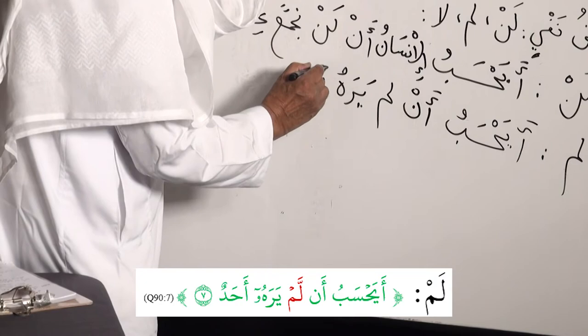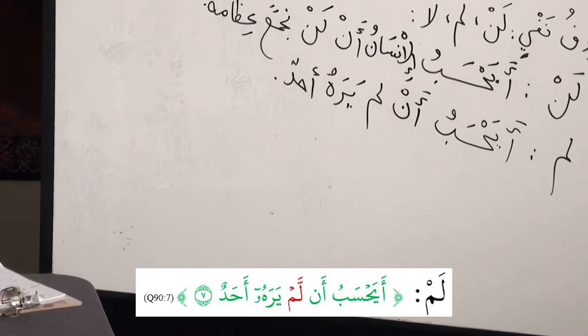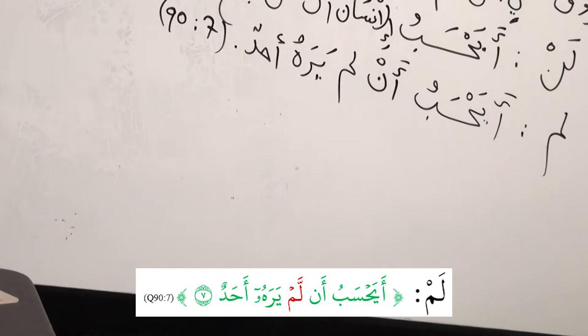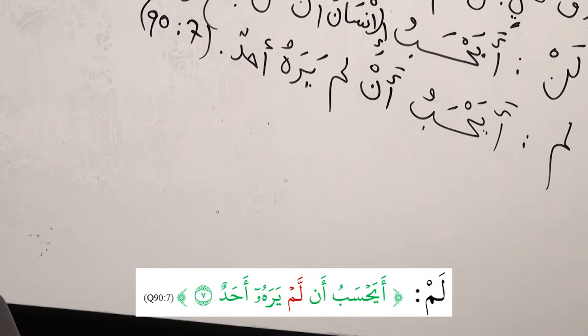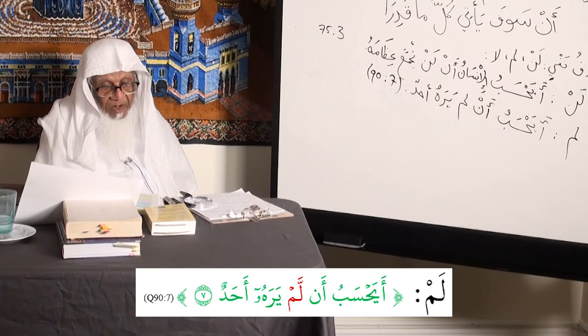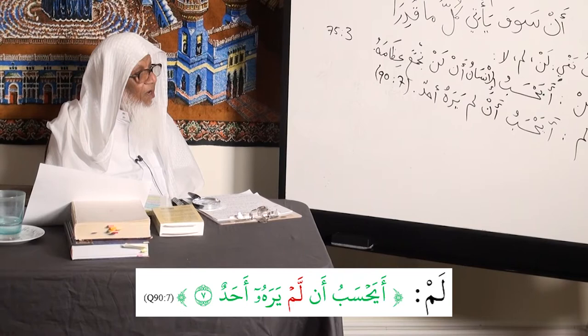أَيَحْسَبُ أَنْ لَمْ يَرَهُ أَحَدٌ. This is 97. Does he think that nobody has seen him? The fa'il is ضمير مستتر. يَرَى is مجزوم because of لَمْ, and the علامة الجزم is the omission of the third radical. Then we come to لا.